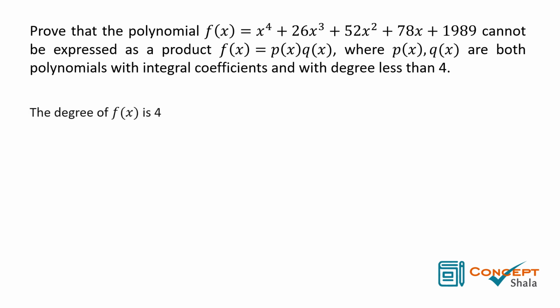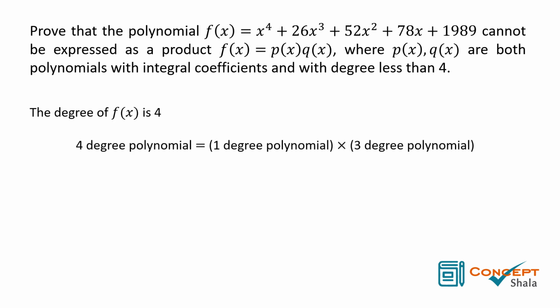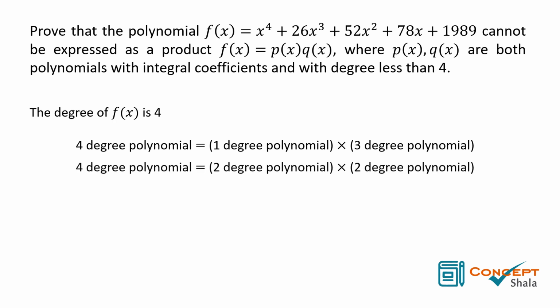f(x) has a degree of 4 here. That means there are two ways in which f(x) can be factored into two polynomials, each with degrees less than 4. Either one of them can be a polynomial with 1 degree and the other one can be a polynomial with 3 degree, or both of them can be 2 degree polynomials. So let us define two cases.